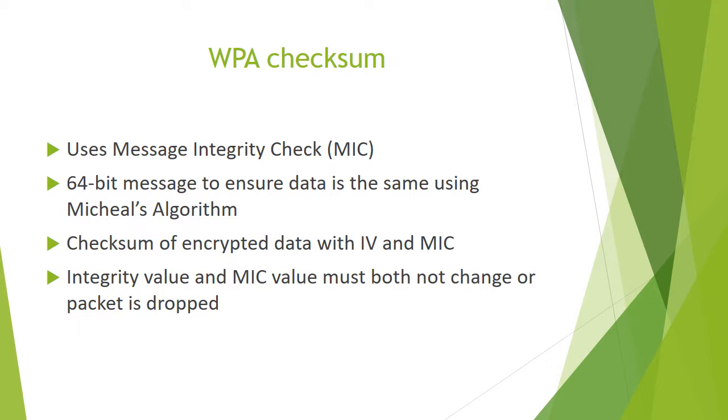WPA used a new Message Integrity Check, or MIC. MIC was a 64-bit message to ensure that data being sent was the same, using the Michael algorithm. The checksum was of the encrypted data and was sent with an integrity value and MIC. The integrity value and MIC must both match on both the receiver and the transmitter, or the packet is dropped.